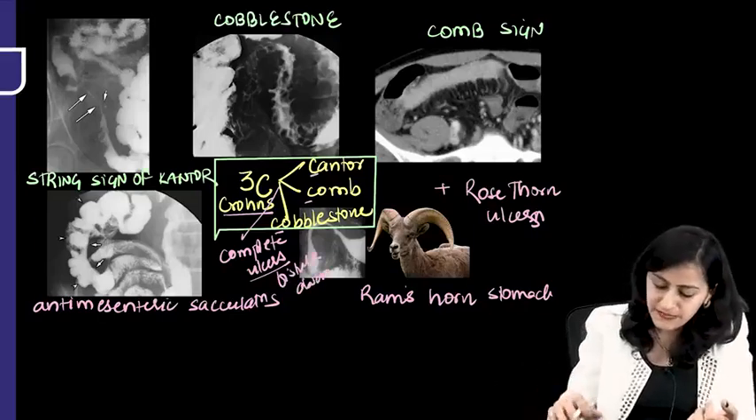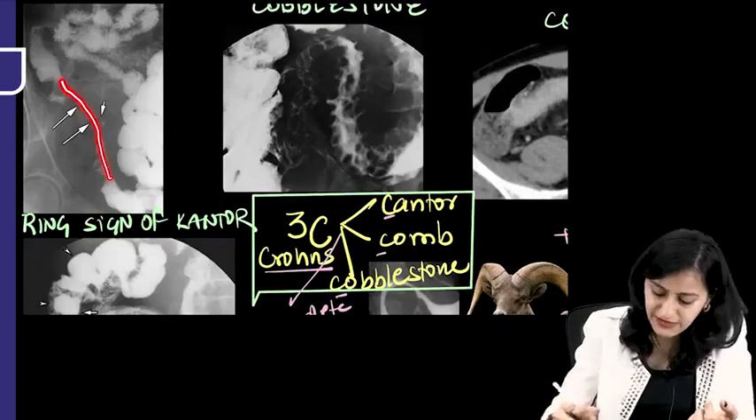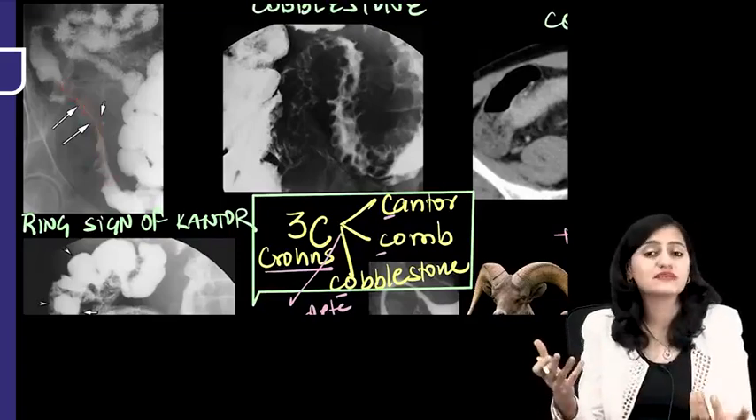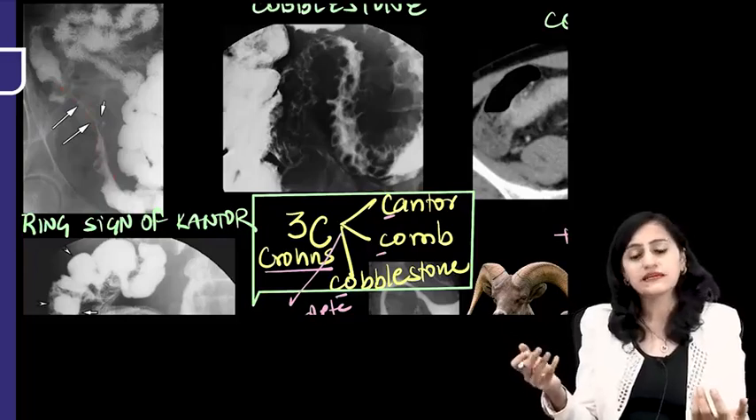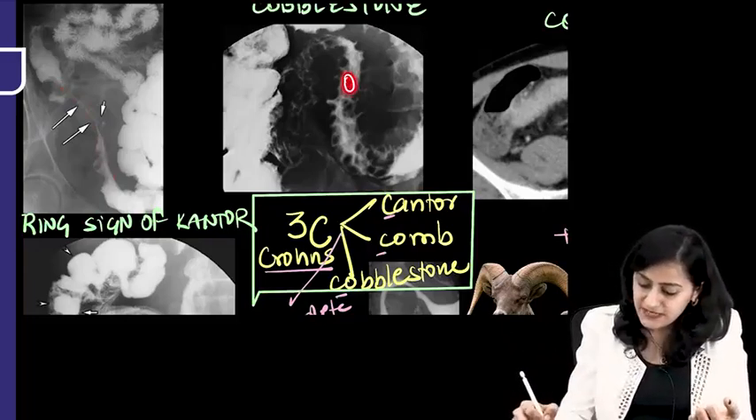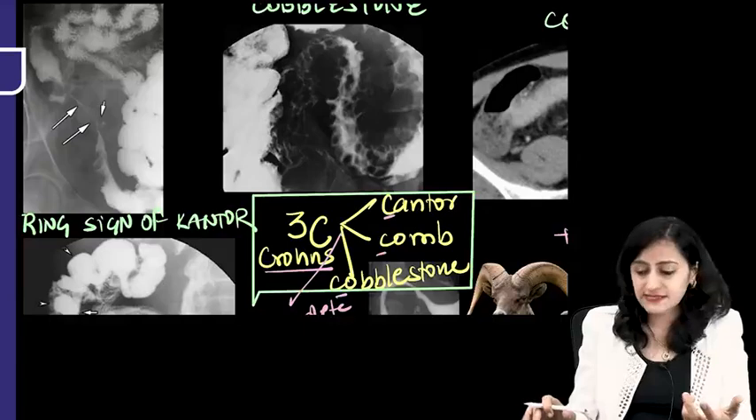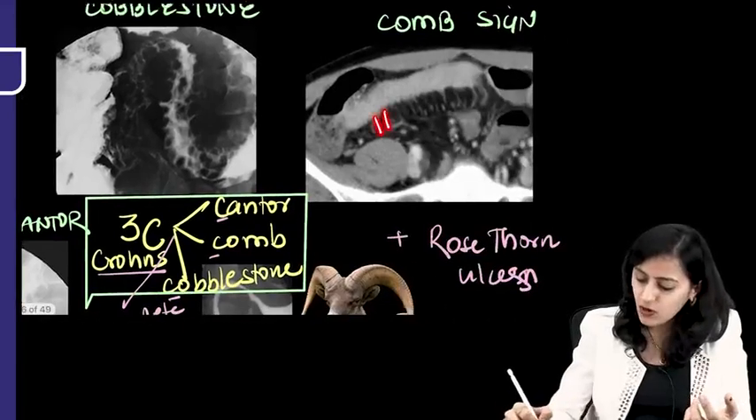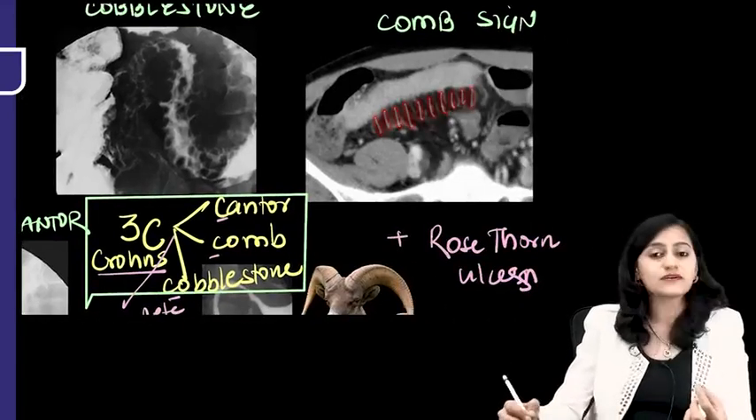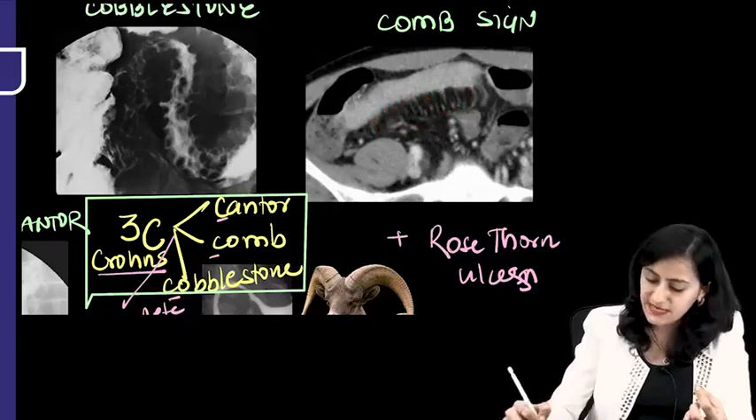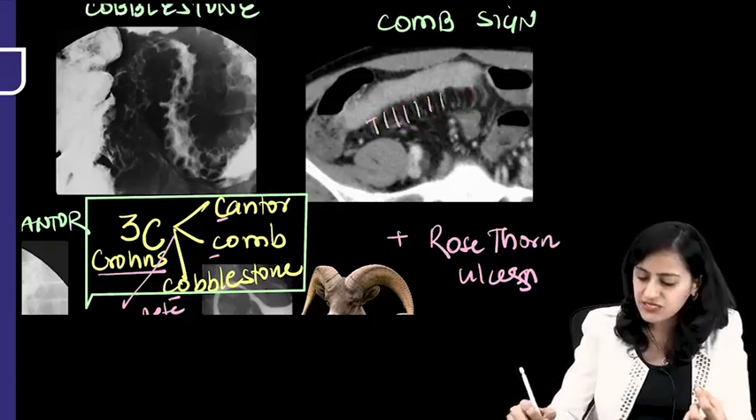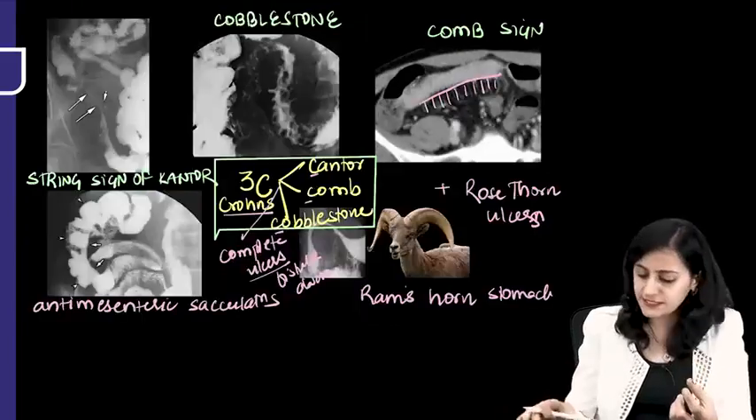So look at this one. This is the string sign of Kantor. Again, similar to TB, the terminal ileum is the most common site. We see the narrowing there. This is the cobblestone appearance, right? This is the comb sign where we see, like the comb, the prominent vasa recta because of the inflammation. So this is the prominent vasa recta.